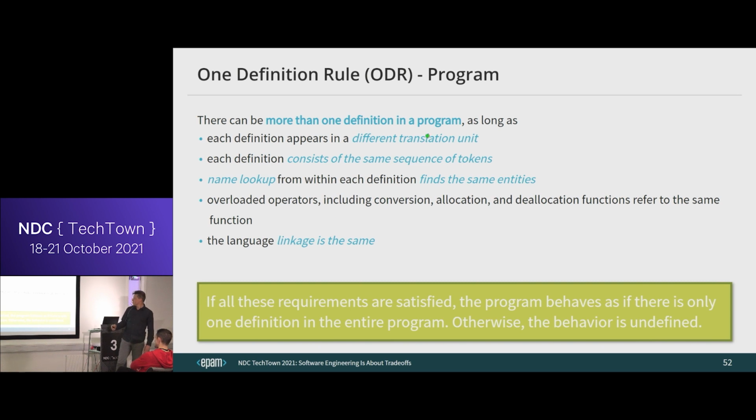There can be more than one definition in the program, as long as each definition appears in a different translation unit, because in the same one you cannot provide more than one. Each definition consists of the same sequence of tokens, so it's lexically the same. It's not even semantically the same, but lexically the same. And some other things. Otherwise, the behavior is undefined.